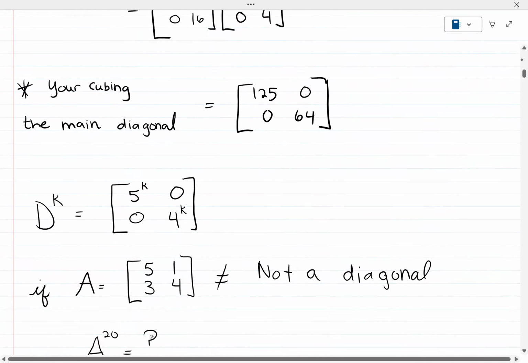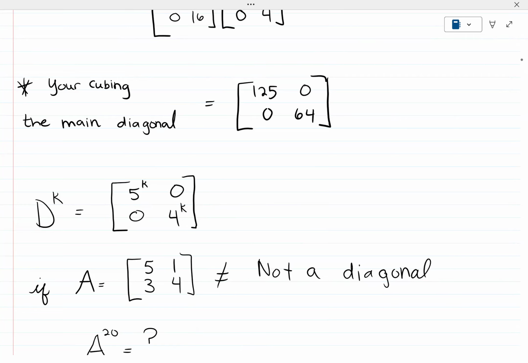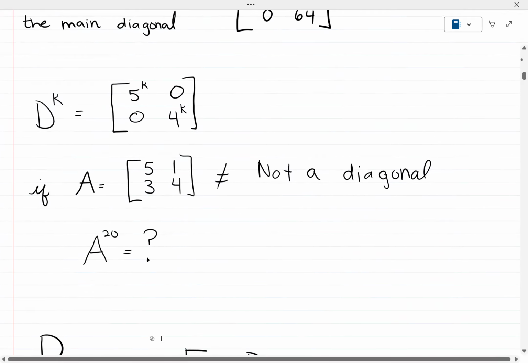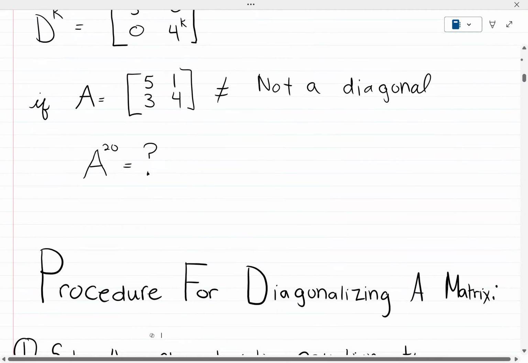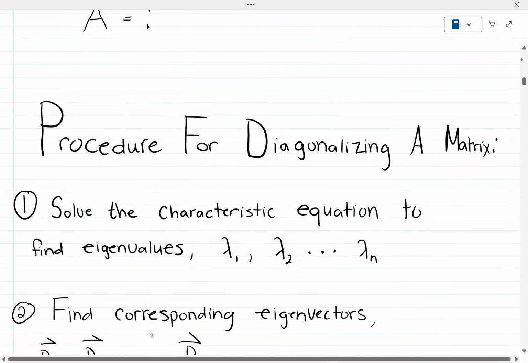But what happens if you don't have the zeros, if it's not a diagonal matrix? For example, if this matrix is 5, 3, 1, 4, this 2 by 2 matrix, and they want to find A to the 20th, what do you do? So let's talk about the procedure for diagonalizing a matrix.